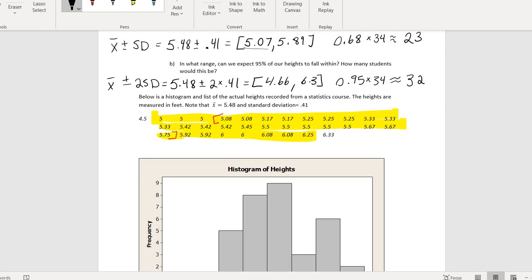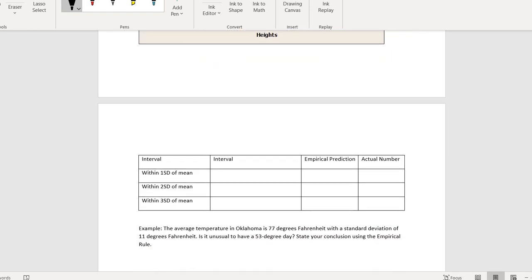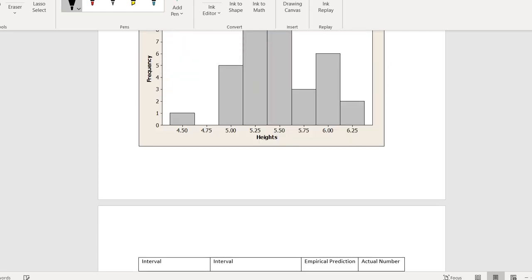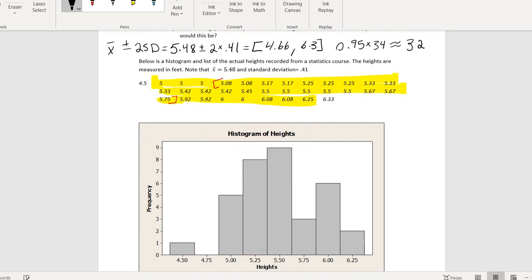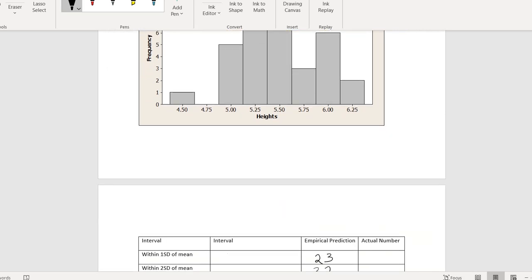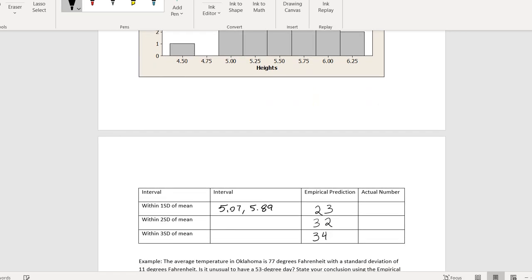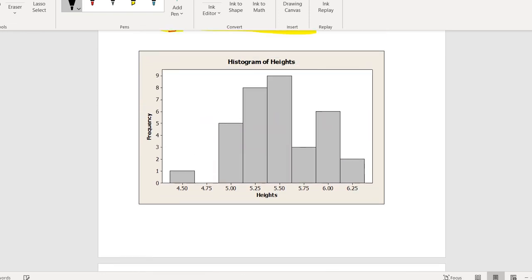So let's compare this with what the empirical rule said. So the empirical prediction said that we should have 23 students on one standard deviation interval, 32 on the next, and almost all for 3 standard deviations would be 34. So let's see, our intervals one more time were 5.07 to 5.89. And then 4.66 to 6.3. So let's count how many people were actually on those intervals and compare it to our prediction.